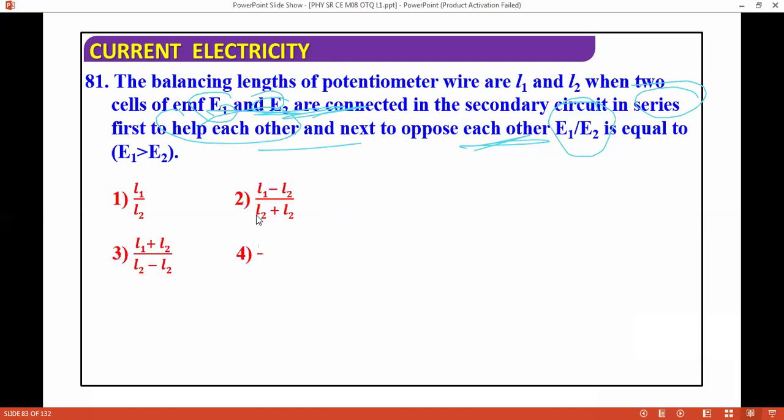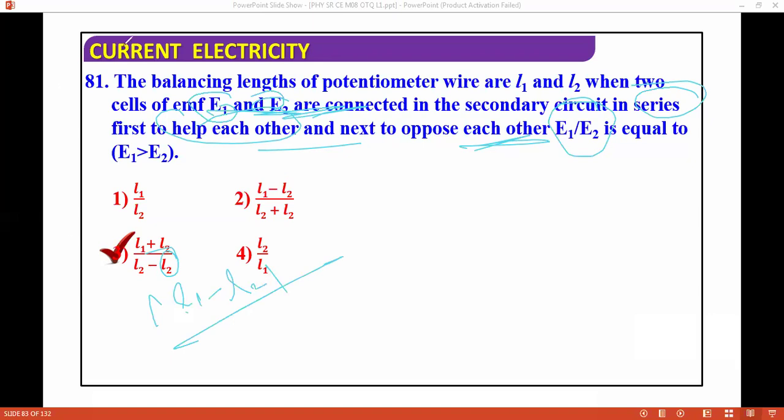So what's the correct answer? (L1 plus L2) by (L2 minus L1). Remember this result in your brain. If you know, you know. If you don't know, you don't know. So this is not L2 minus L1, basically I'm talking about the modulus of L1 minus L2. Take care of all this concept in your brain.